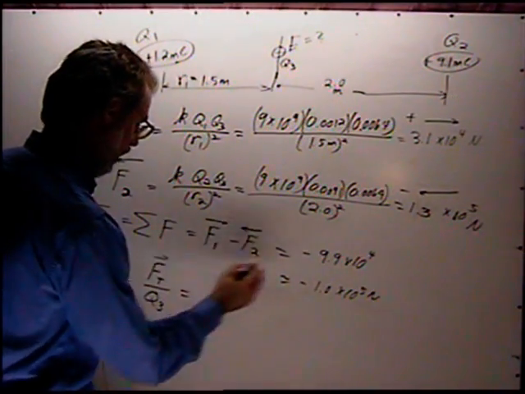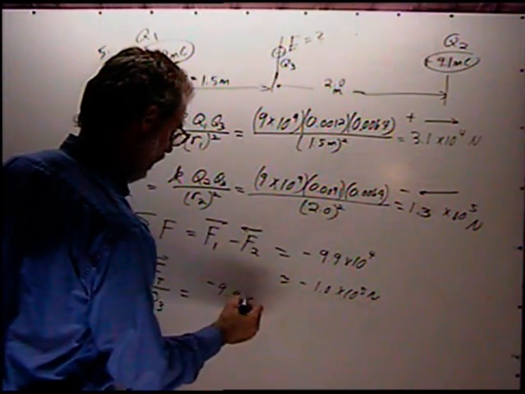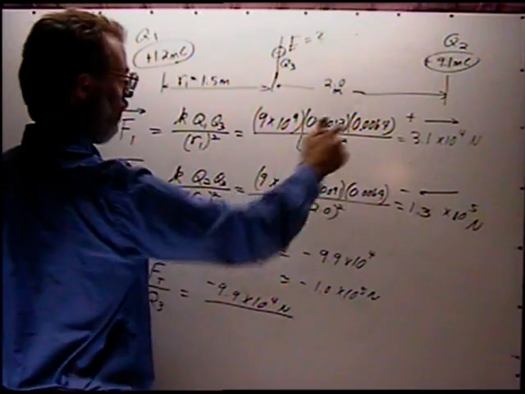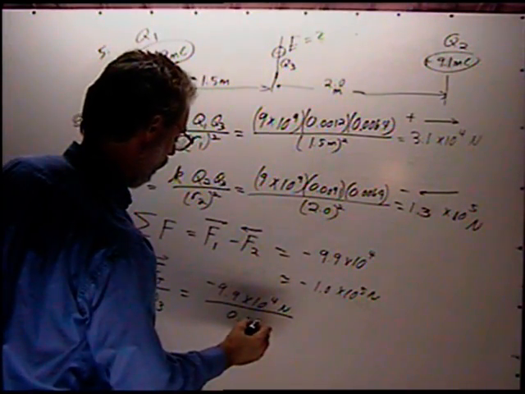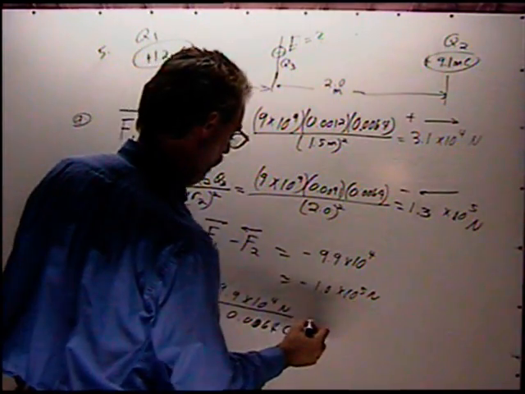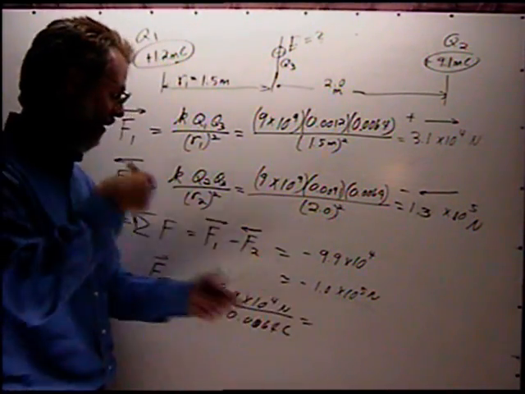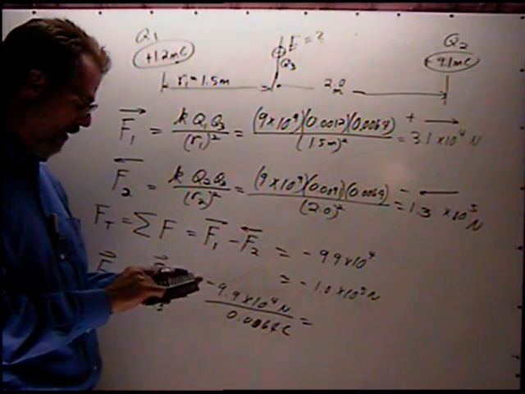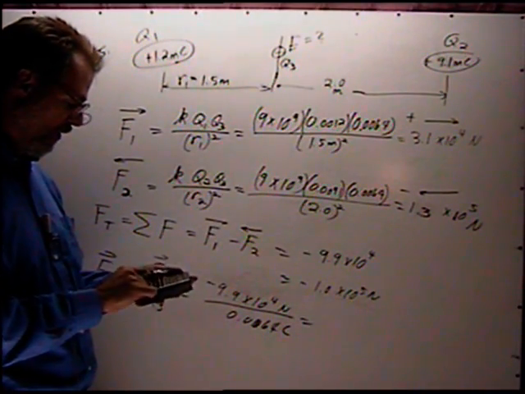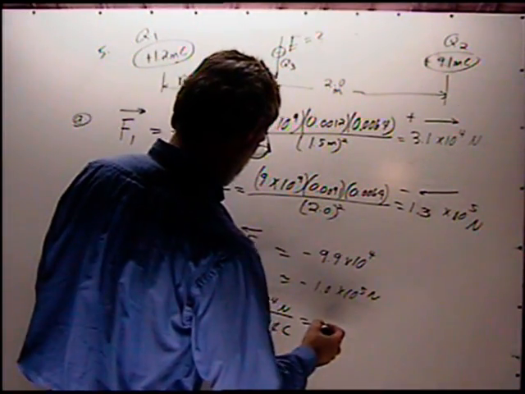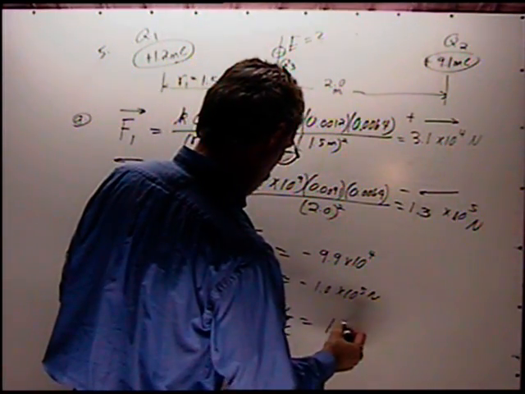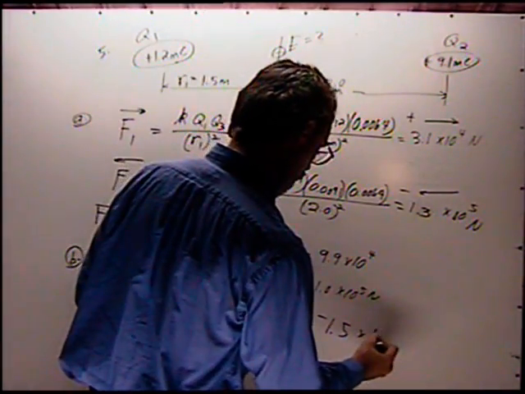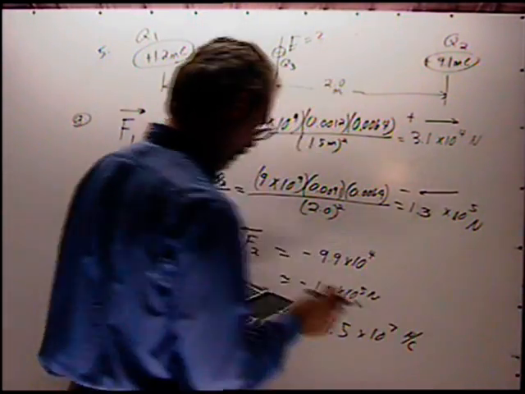Okay, so I'm going to get minus 9.9 times 10 to the 4th newtons, and I divide by the size of Q3, which is 0.0064 coulombs, and I'll get a number that has units of newtons per coulomb. 9.9 e to the 4th divided by 0.0064, it's a really big number, but I get about minus 1.5 times 10 to the 7th newtons per coulomb.